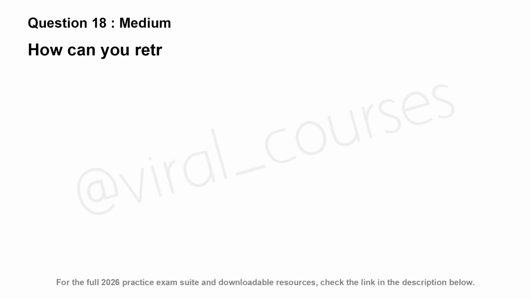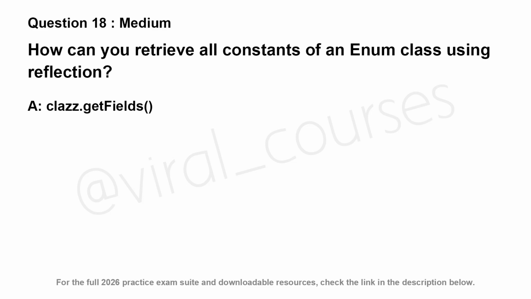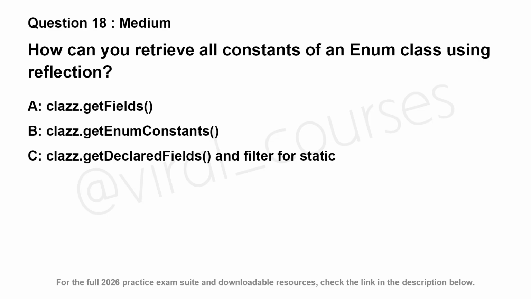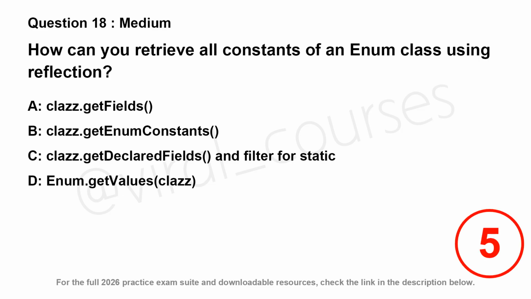How can you retrieve all constants of an enum class using reflection? Option A, Class.getFields. Option B, Class.getEnumConstants. Option C, Class.getDeclaredFields and filter for static. Option D, Enum.getValues(Class).